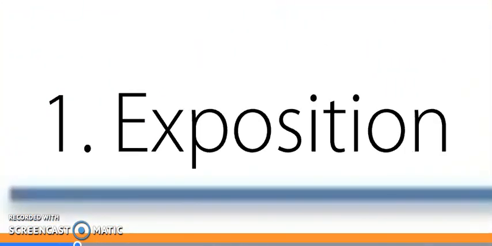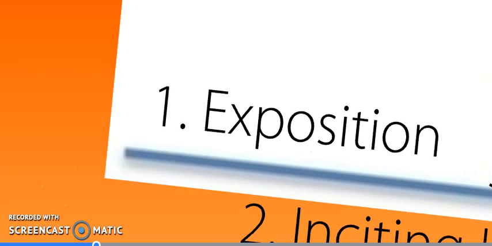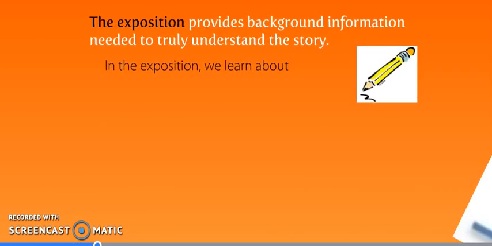So what are the different parts of plot? We're going to start out with exposition, the first one. Exposition provides the background information that you need to really understand the story. If you think about when you or a friend has started watching a movie like 20 minutes into the movie, so you missed the first part, and everybody's wishing that you would go away because you keep asking questions because you don't know what's going on. That's because you missed the exposition. Pause and write down the definition for exposition.